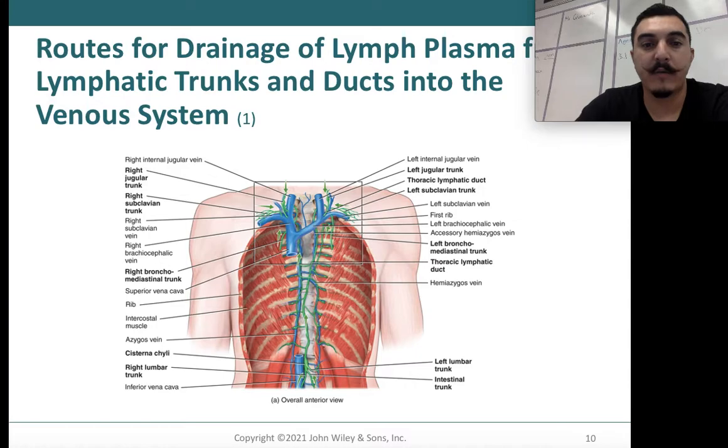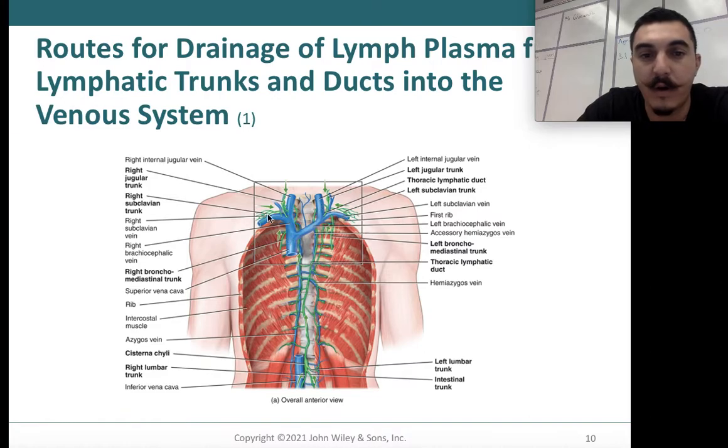So here are our routes of drainage of that lymph plasma through the veins. As you can see, here's our right brachiocephalic vein coming in here, and the jugular vein is coming around. But you see in between there, that little green, we have the right jugular trunk and the right subclavian trunk coming through as well.